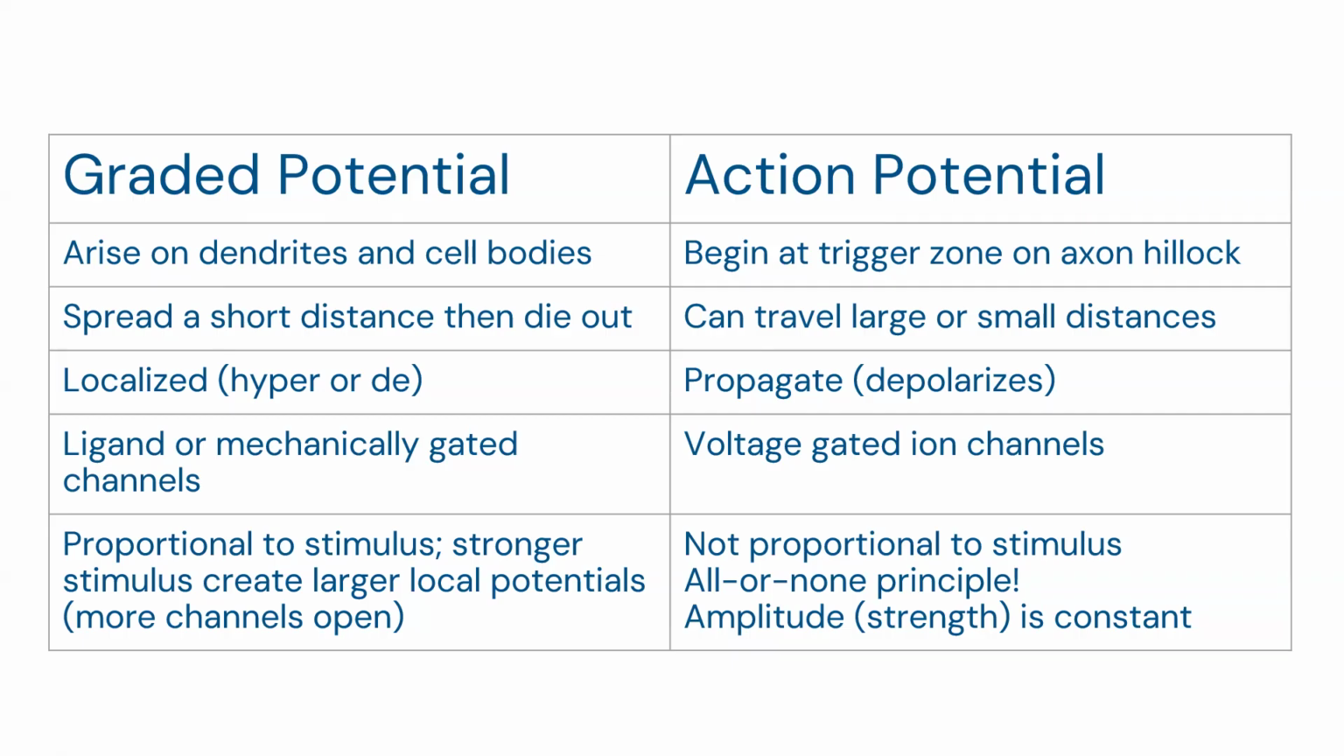This is much more localized than an action potential, and it typically is more associated with our ligand and mechanically gated channels. Our graded potentials also tend to be proportional to the stimulus, meaning if it's a strong stimulus, we get a strong local potential. If it's a weak stimulus, we get a weak graded or local potential. And then action potential goes with all of those things that we just talked about.